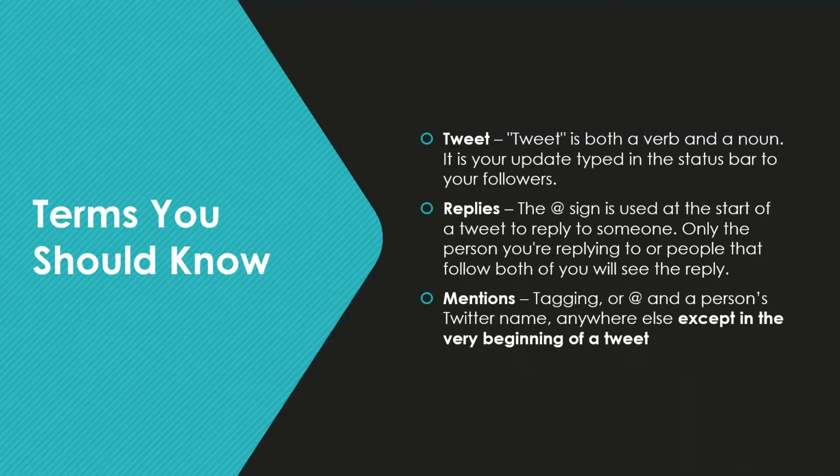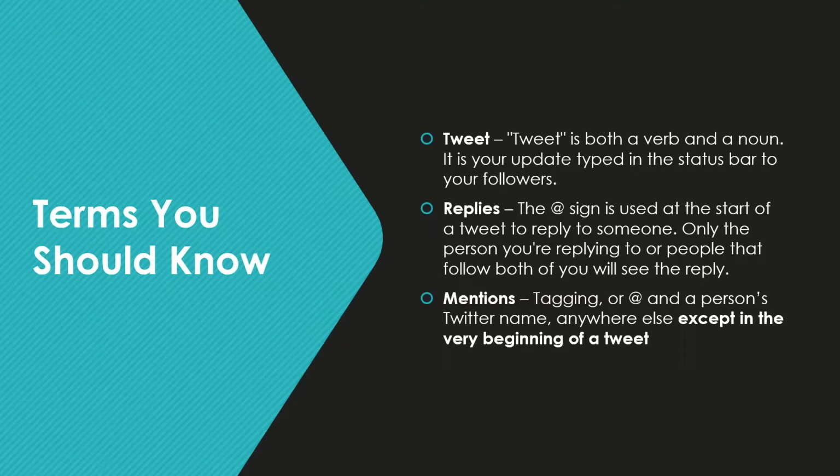And mentions, I know we covered this kind of on Instagram, but it's slightly different here because on Twitter, if you tag someone, you use the @ and the person's Twitter name, as long as you do it anywhere in the tweet except the very beginning, then that is a mention. Basically, if you start your tweet off with the @ symbol and then the person's username, the only people that are going to see it are the person that you are referencing and anybody that follows the both of you.